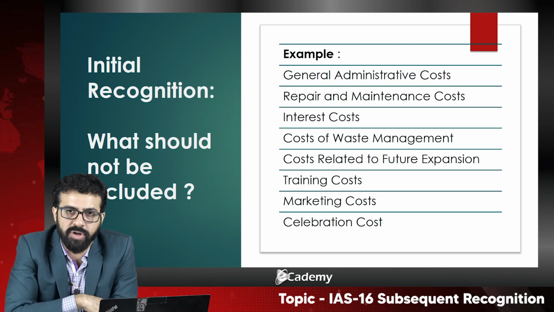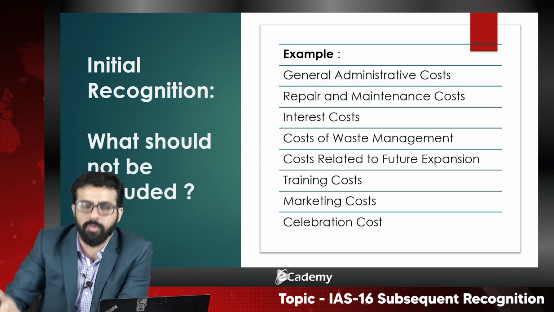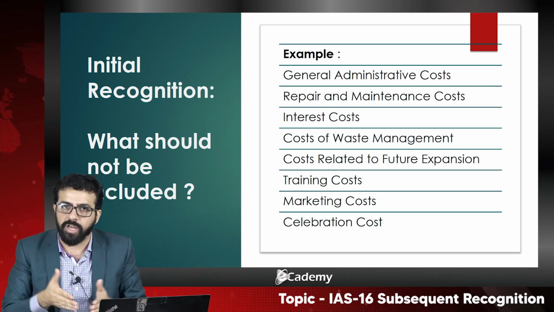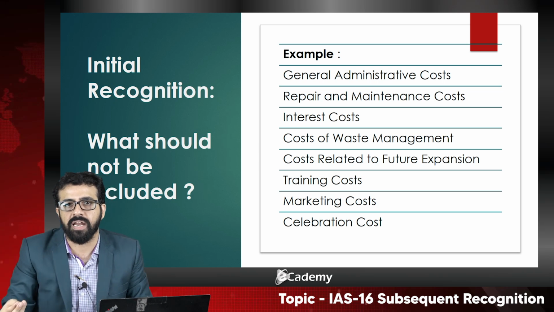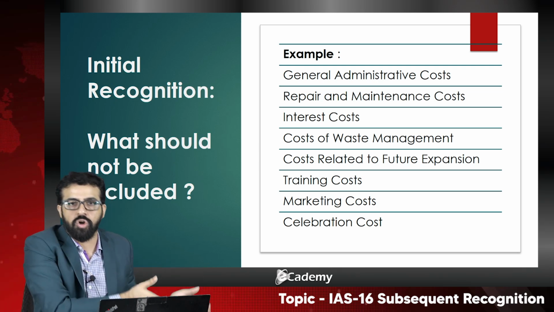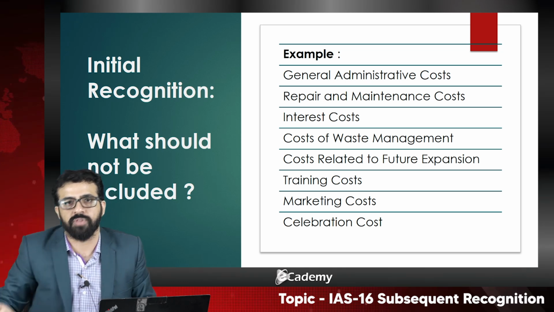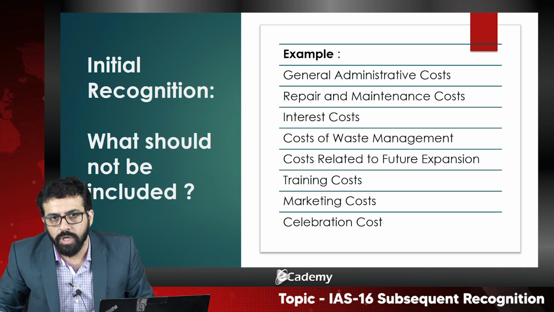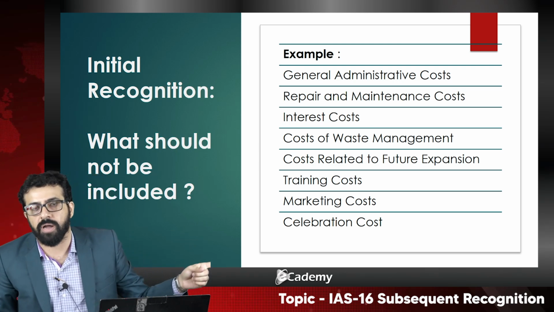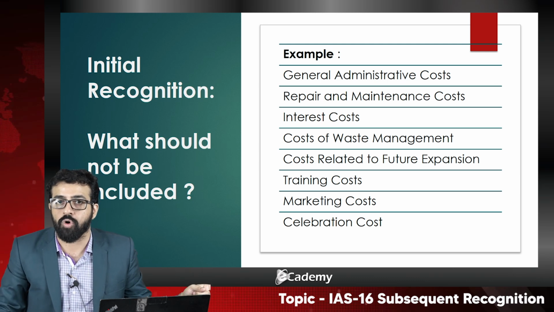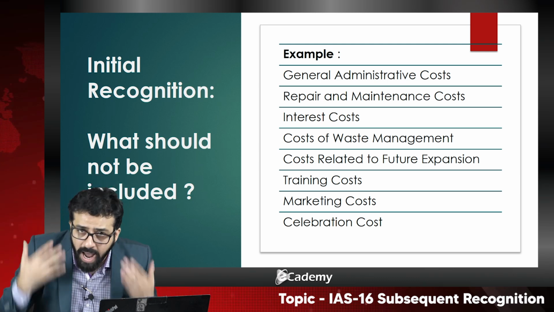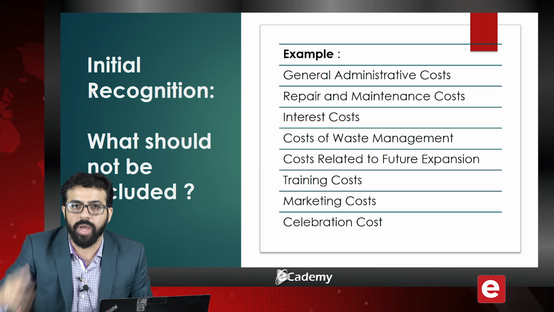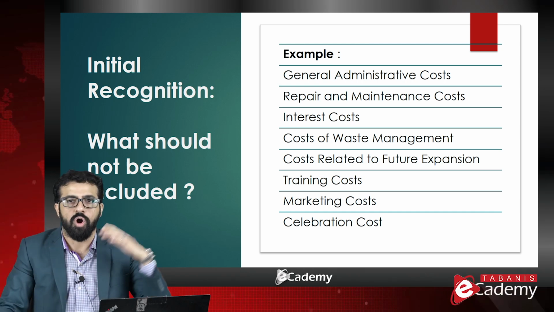For example, general administrative cost. If you have hired a particular, for example, ward boy, or a particular manager to supervise the whole factory, definitely you will pay him a salary even if the machine is not there, even if the plant is not there. So irrespective of your acquisition of the machinery, you will pay the manager a salary anyway. So that particular manager's salary would not become a component of the cost or add up to the cost of an asset, because the salary is paid irrespective of your machine acquisition.